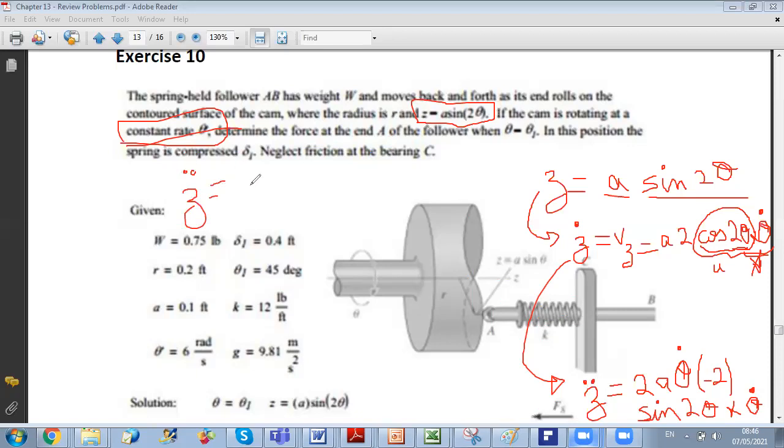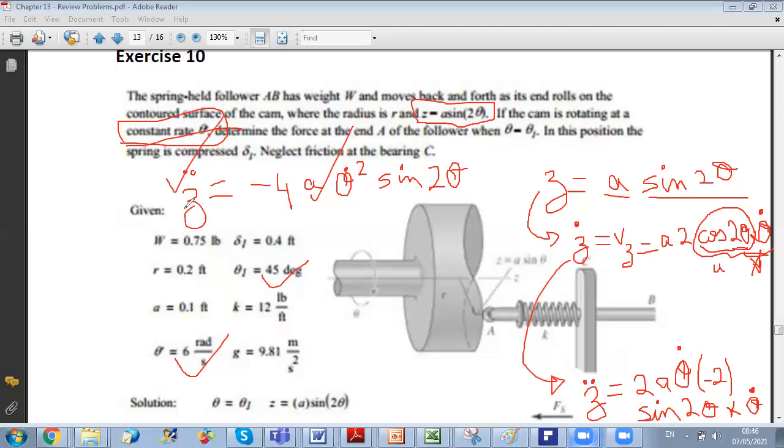minus 4a times theta dot square times sine 2 theta. And then all you have to do now is to replace theta by its value. You have the value of theta dot, you have the value of theta 45 degrees, and you have a equals to 0.1. Replacing, you get the value of z dot dot.